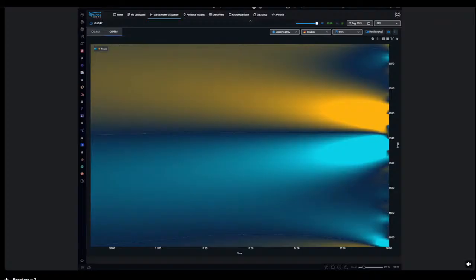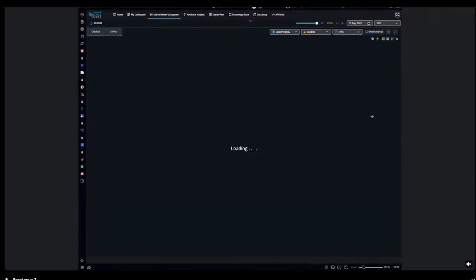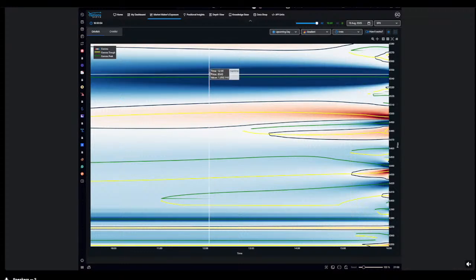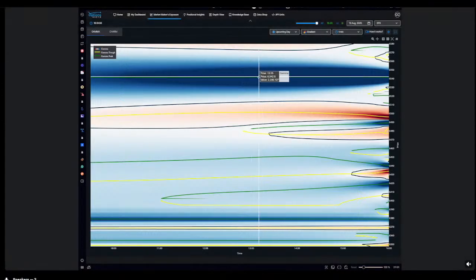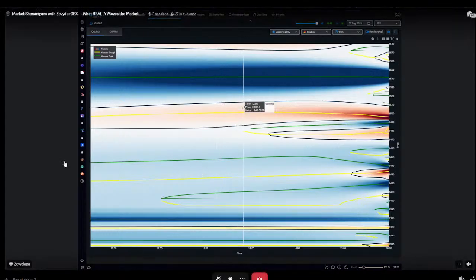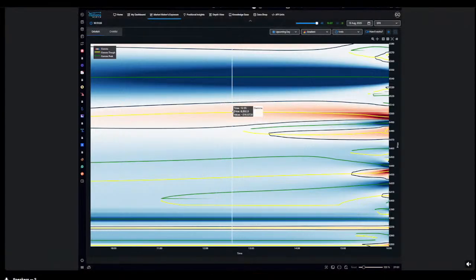Blue line, gamma flip, zero gamma. On here, this blue area is the area of highest gamma, and the green is the gamma peak. So that is the highest gamma. And then the red is negative gamma, with the yellow being the lowest value, so the gamma trough.